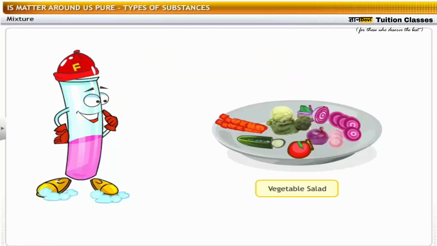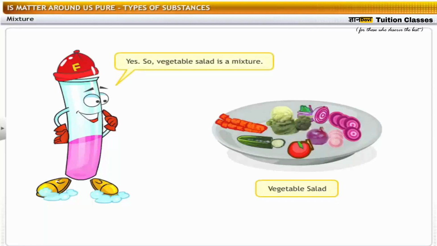The salad contains a variety of vegetables like carrot, cucumber, beetroot, tomato, cabbage, and onion. You can segregate each of the vegetables from one another, isn't it? Yes. So, vegetable salad is a mixture.